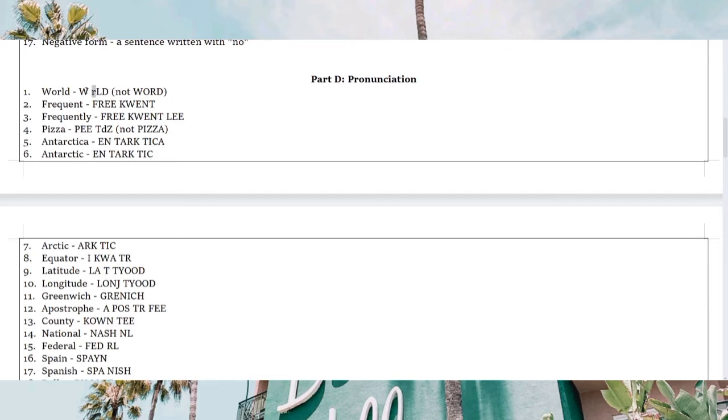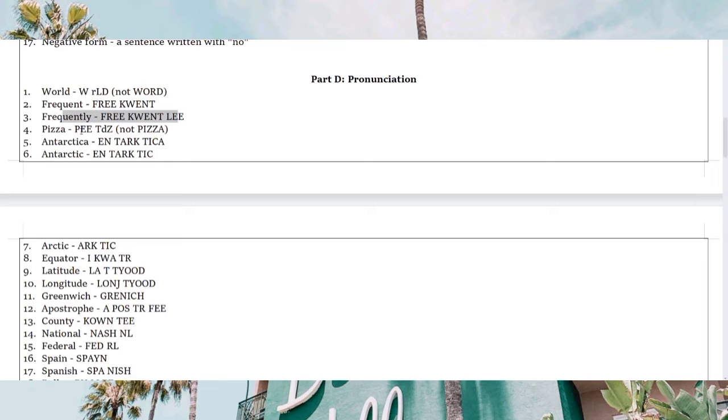That's why I put it in, that's why I've not capitalized it. That's why it's smaller, just to show that it's not very important. World. Right, not words. In the words, not in the words. Words. Number 2, frequent. 3, frequently.